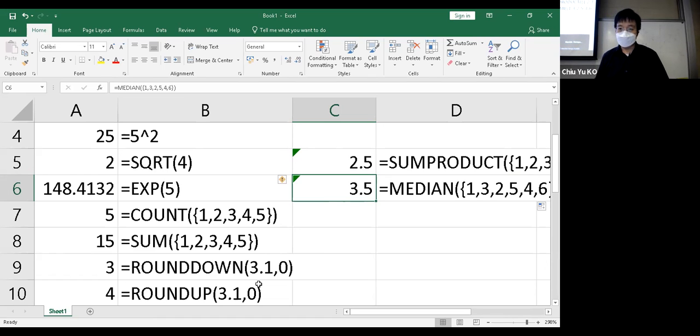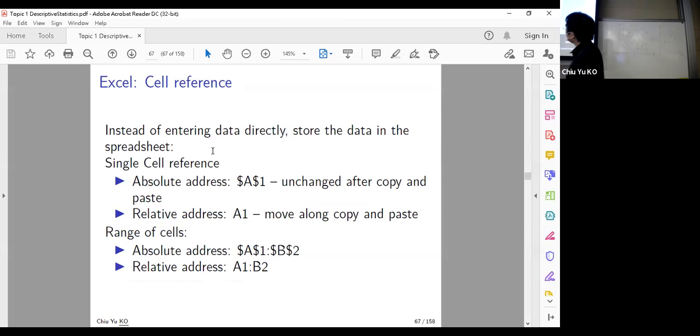Now, so far we enter data into the formula, which is super inconvenient, right? That's why the good thing about Excel is you can put the data and the formula in the same place. We need to rely on what we call cell reference. Instead of putting the data into the formula, you separate the data and the formula. There's a relatively complicated idea here, which we call the absolute address and relative address.